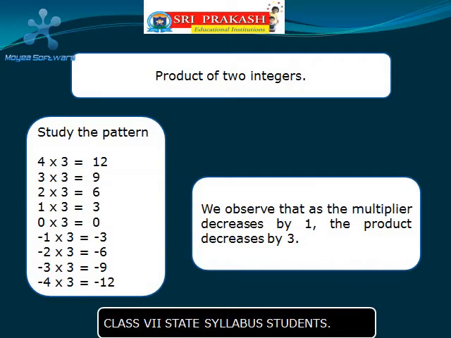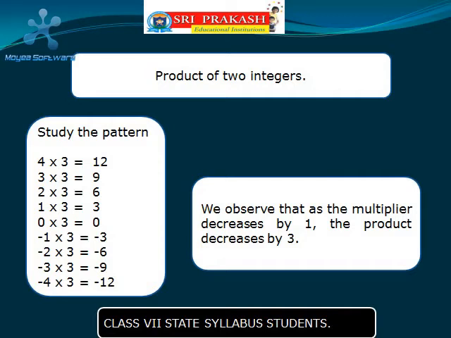Product of two integers. Study the pattern. 4 into 3. The meaning is take 3 four times and add. We get 12. 3 into 3. That means take 3 three times and add. We get 9. That means when we decrease the multiplier by 1, the product also decreases by 3.